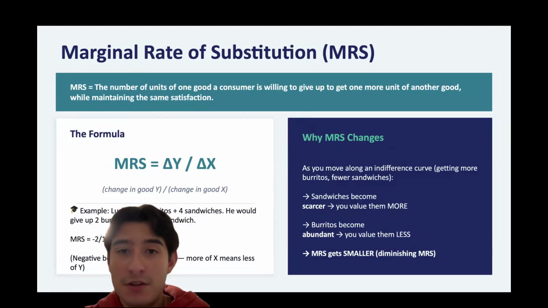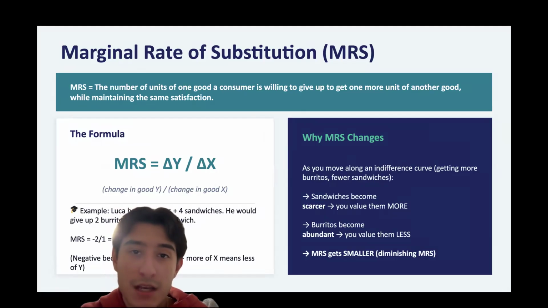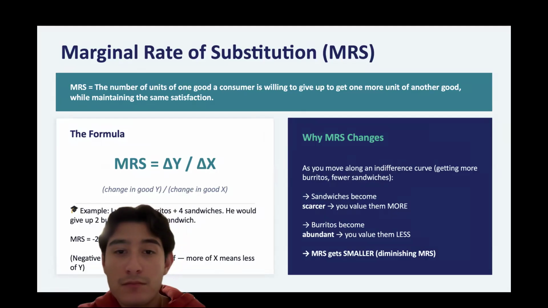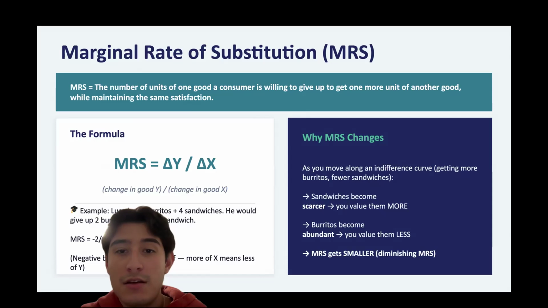The marginal rate of substitution, or MRS. This is one of the most important concepts of this chapter. The MRS answers one specific question: how many units of one good is a consumer willing to give up to get one more of another good while staying equally happy, meaning staying on the same indifference curve. The formula is MRS equals delta Y divided by delta X. That's just the change in good Y over the change in good X.